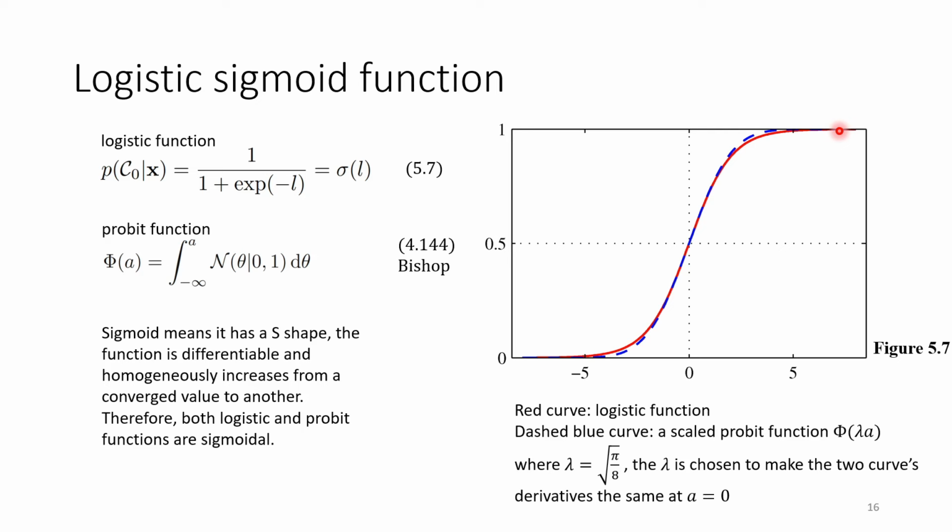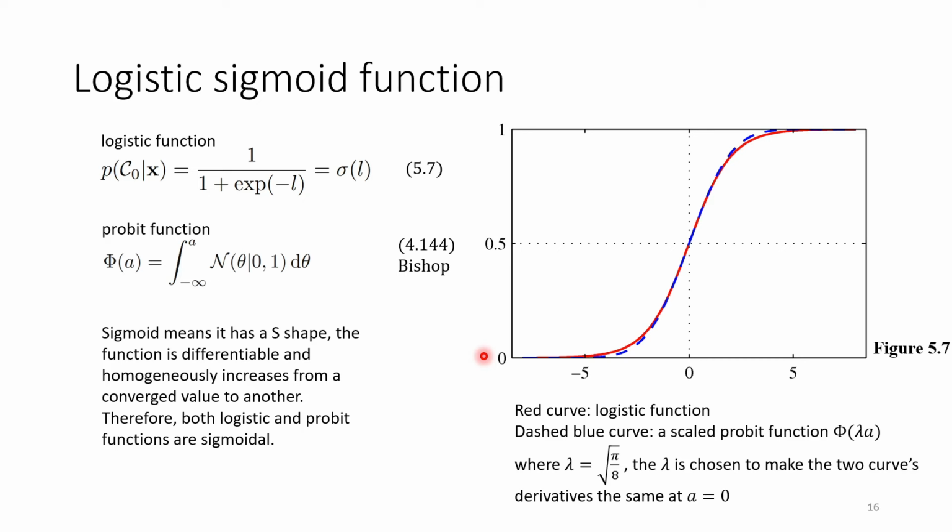So what does this mean? It means that no matter if you have a very small or negative L value, the logistic function will return 0. And if you have a very large L value, the logistic function will return 1. So what does this mean? It is mapping from a real number to a probability.